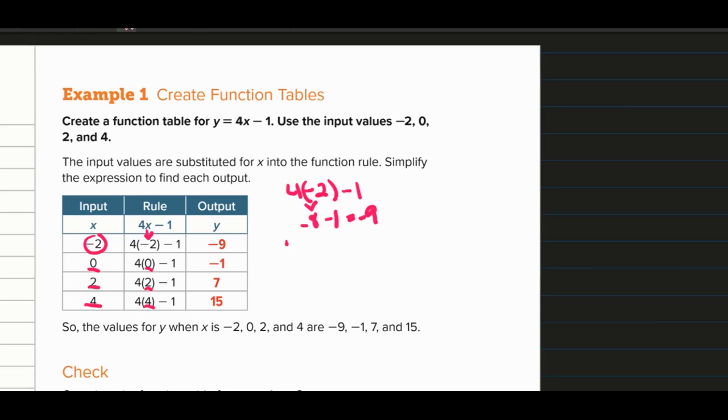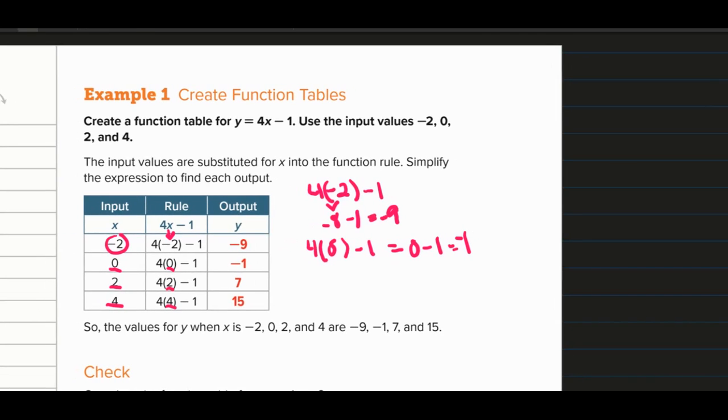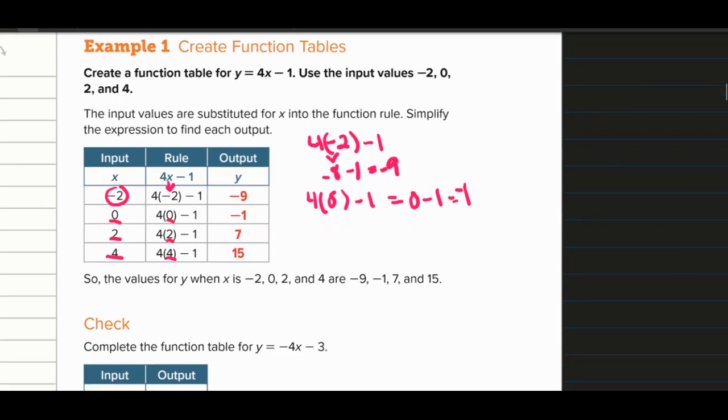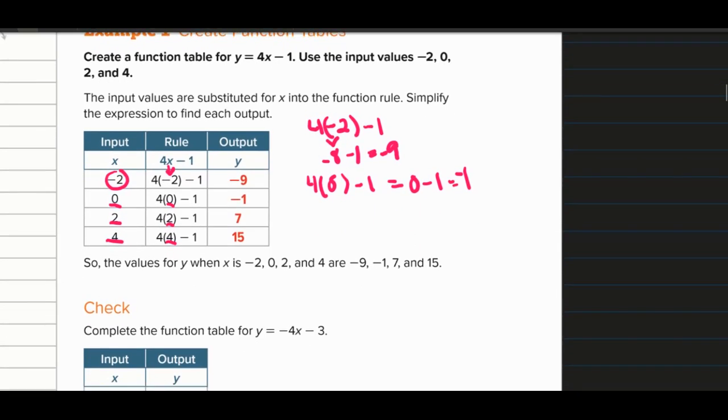Okay, again, we're going to have 4 times 0 minus 1, so that means we're going to have 0 minus 1, which means we're going to have, oops, not 0, -1. So you'll probably have to do some work on the side. You're not just going to be able to write your output values out. So go ahead and try this check function.